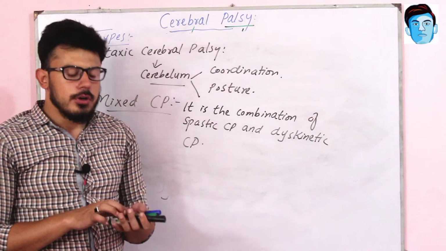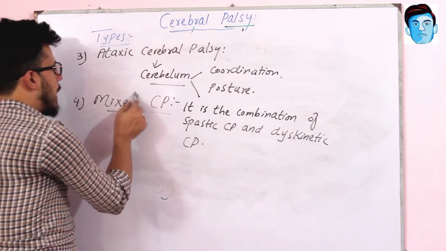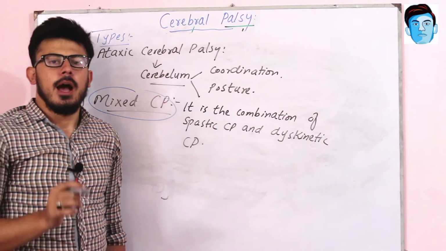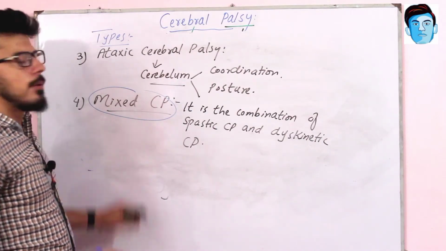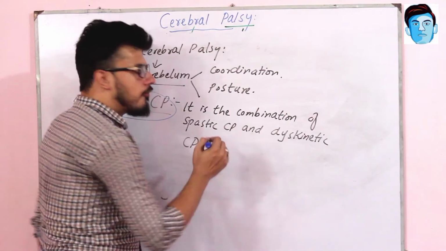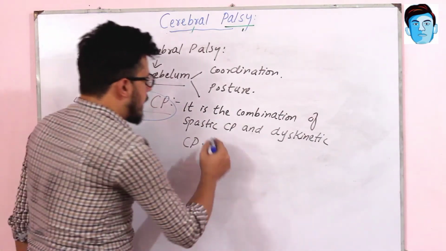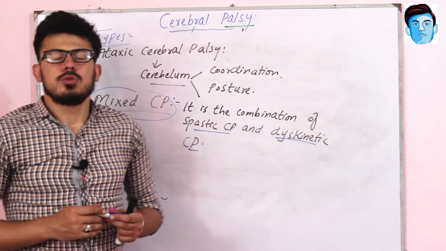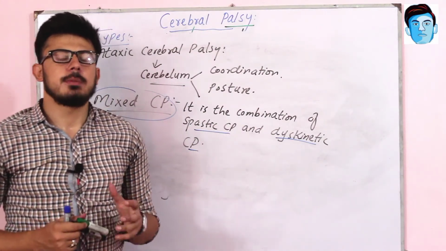So it is very important that the mixed type of cerebral palsy is not the combination of all remaining three types of cerebral palsy. Always remember, the mixed type of cerebral palsy is the combination of the first two cerebral palsies, that is spastic cerebral palsy and dyskinetic cerebral palsy. So students, that's all about the four types of cerebral palsy.